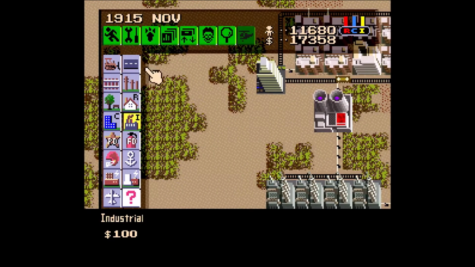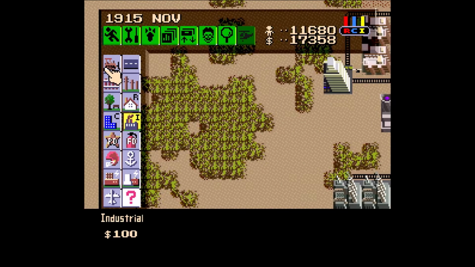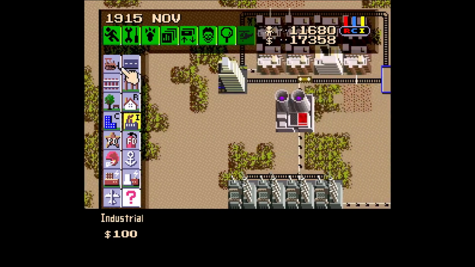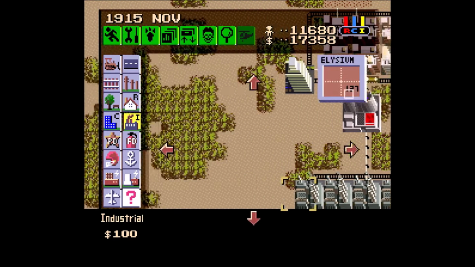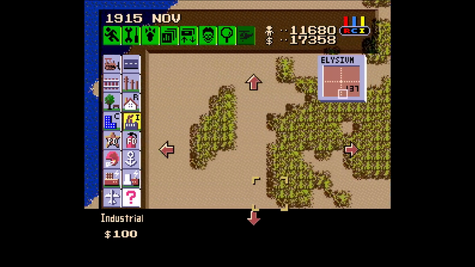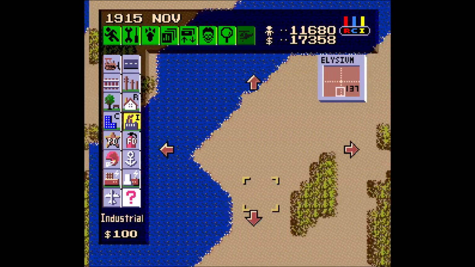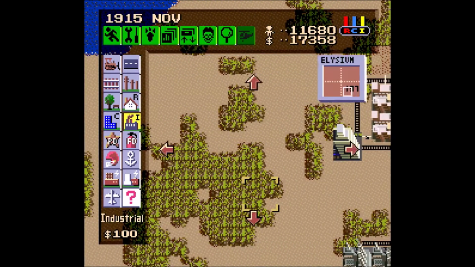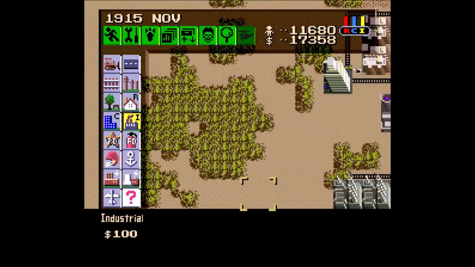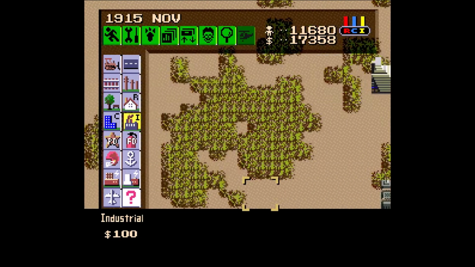Okay? Industrial zones are immune to crime and pollution. They don't care about those. They will develop no matter what. Typically, you see industrial zones on the edges and corners of the map because they emit pollution, and pollution will decrease land value, but they are really easy to build.